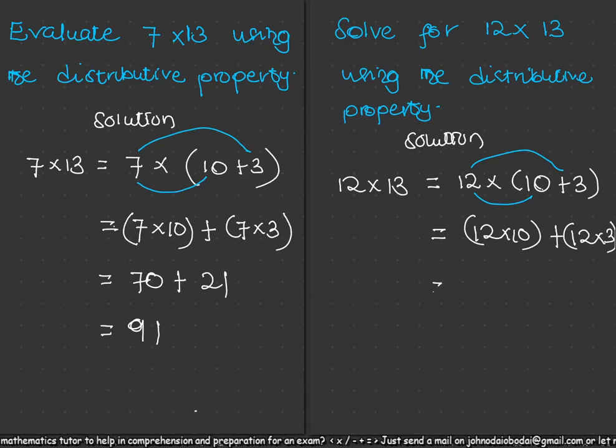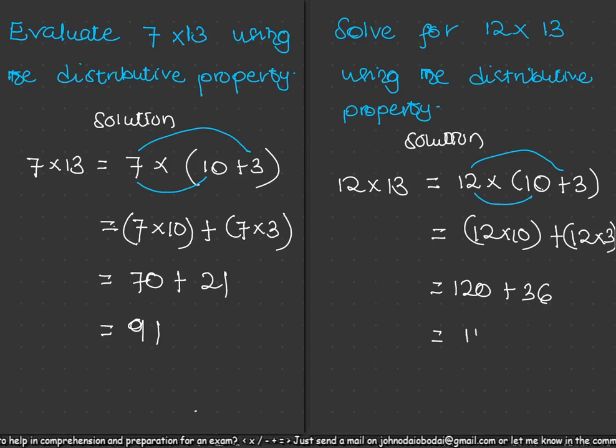You know what your 12 times 10 will give you. So 12 times 10 is 120, plus 12 times 3, which gives us 36. So with that in mind, all we need to do is to add the 120 to the 36, which gives us 156.